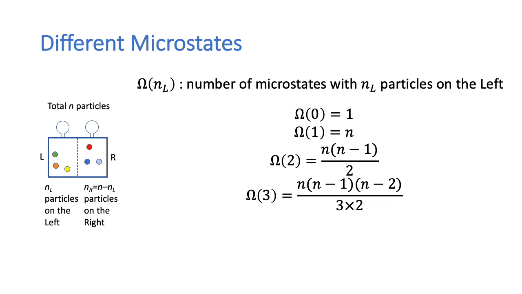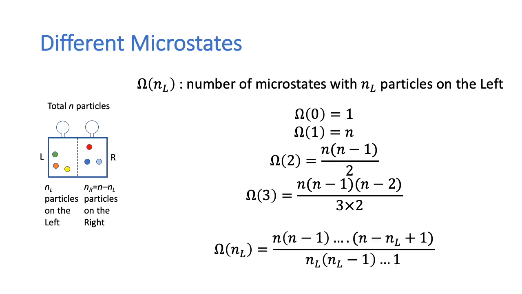Omega 3, now we can carry on in the same way. So the first one we can do in n ways. The second one is n minus 1, but we divide by 2 to avoid double counting. The third one would be n minus 2 ways, and we divide by 3 to avoid triple counting.